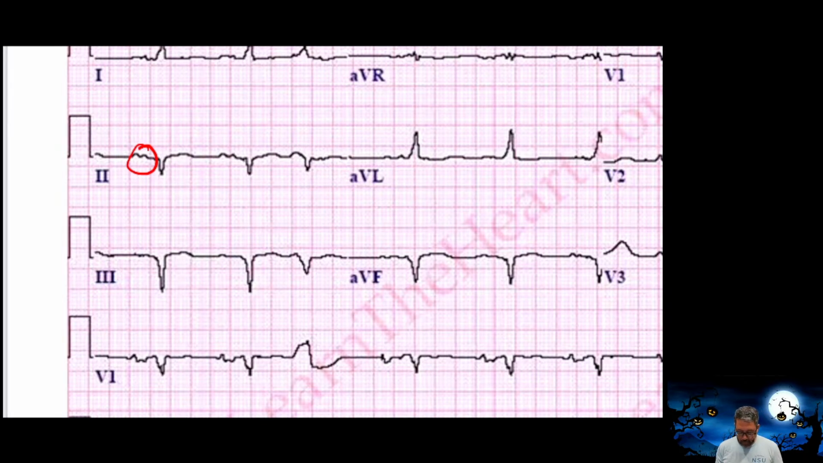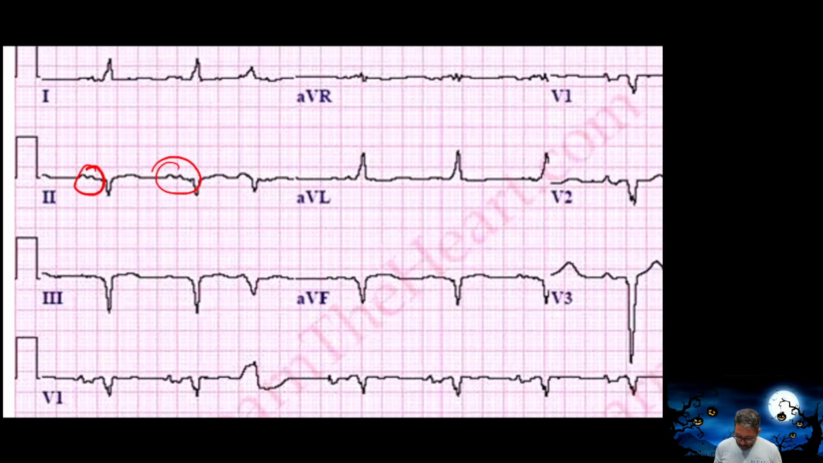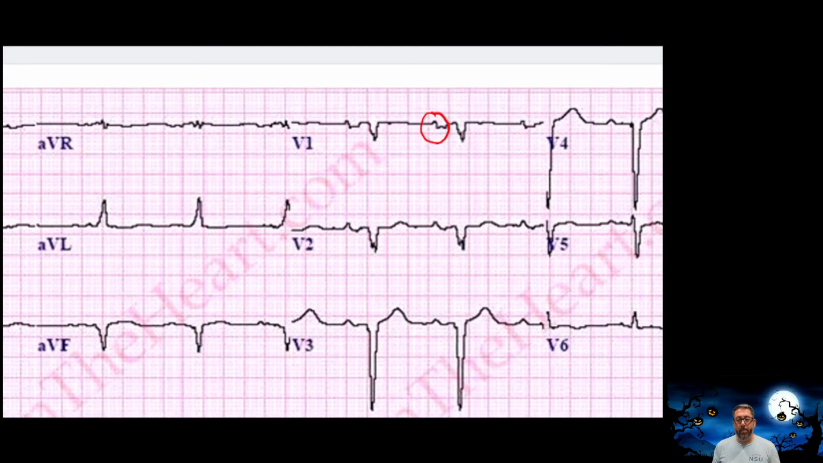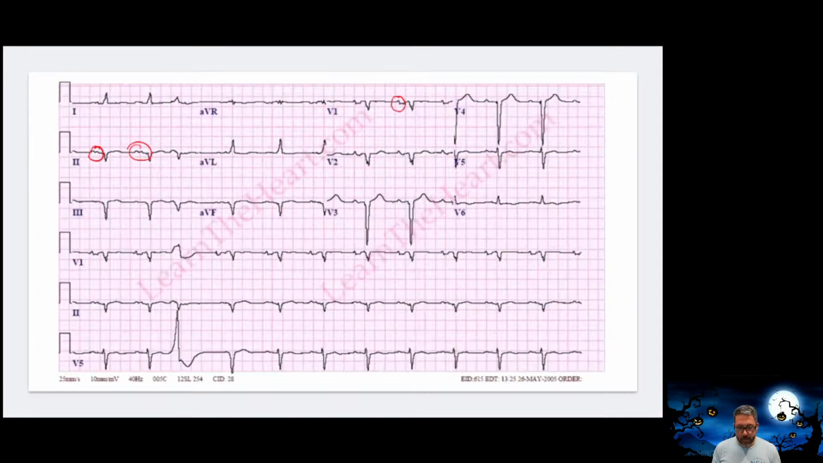Look at that. Lead 2. Let's look at V1. What does V1 show? That biphasic P wave. So in this case, we know it's left atrial enlargement.